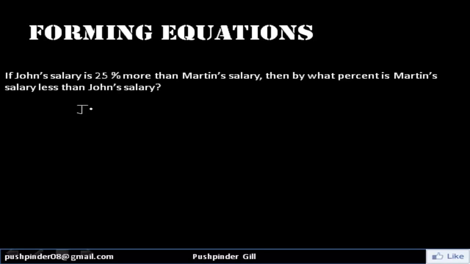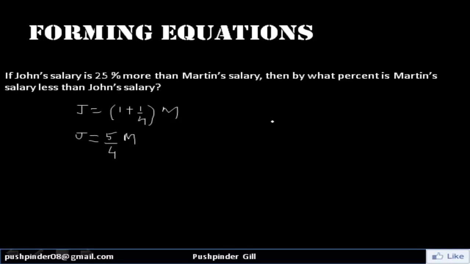John's salary is 25% more than Martin's salary. So John's salary is 1 plus, what is 25%? That is 1 by 4. So that is 1 by 4 of Martin's salary, or I can say that John's salary is equal to 5 by 4 of Martin's salary.